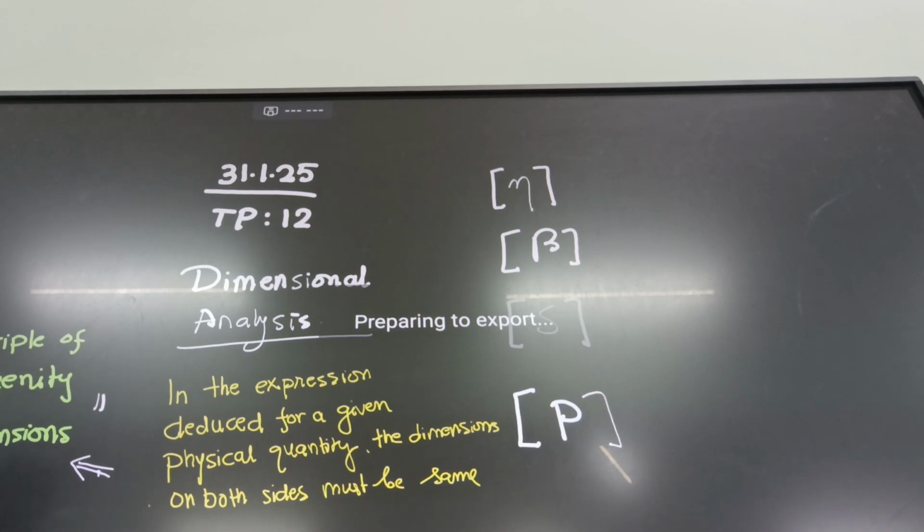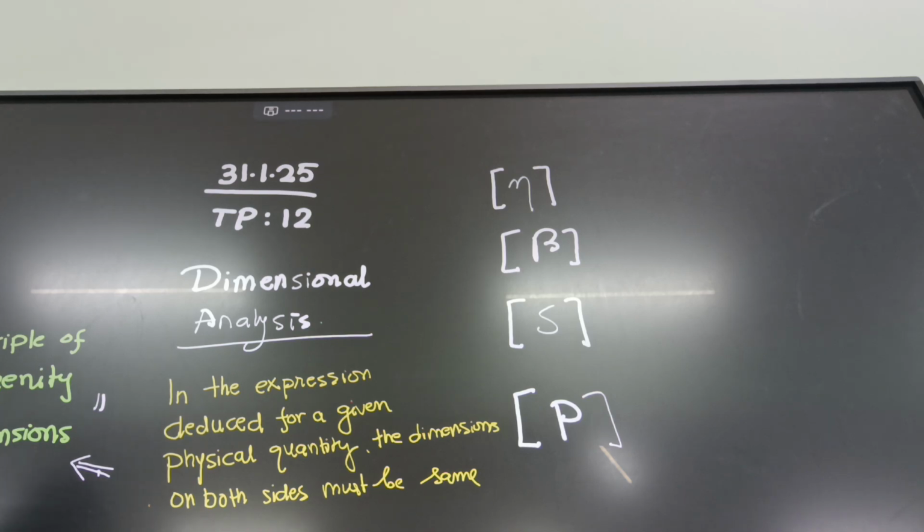Now dimension analysis, you know, we divide a physical quantity into M, L and T. और इसके पीछे there is a law. It says that in an expression deduced for a given physical quantity, the dimensions on both the sides must be same. Right? इसको बोलते हैं principle of homogeneity of dimension. So now fluid mechanics में जो physical quantities हम लोग use करते हैं, we will first of all उसके dimensions को हम लोग find out करेंगे.